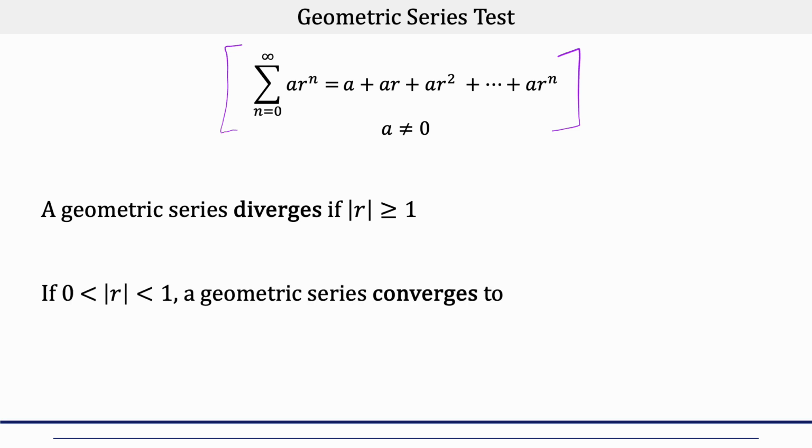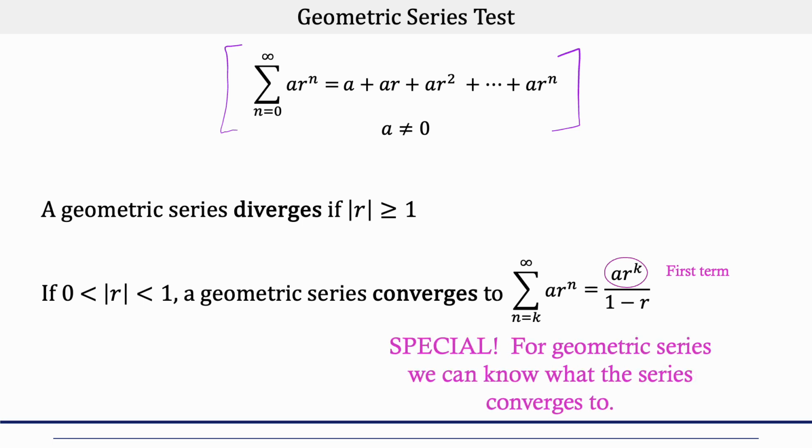Now, if the absolute value of the common ratio is between 0 and 1, we actually know what the geometric series converges to. If we add up all of the terms, the infinite number of terms, they add up to this: ar to the k over 1 minus r. And ar to the k is actually just the first term. So if you can remember, first term over 1 minus r. This is really special. For a geometric series, we can know what all the terms add up to. We can't necessarily know that for other kinds of series.